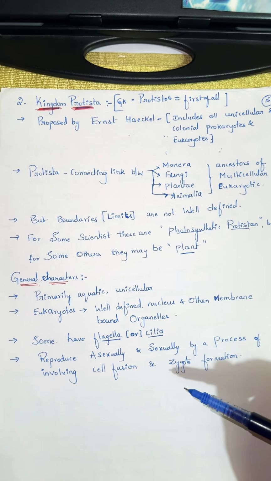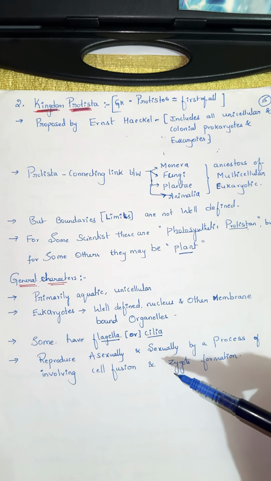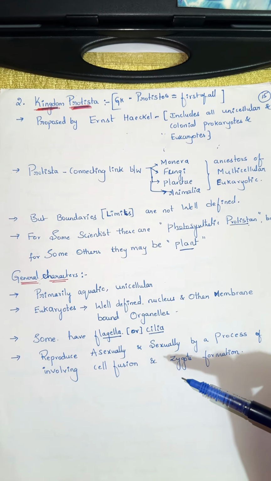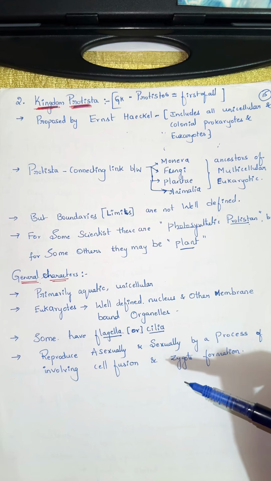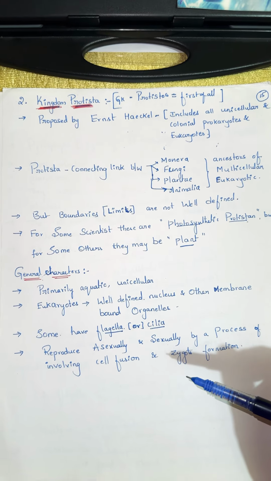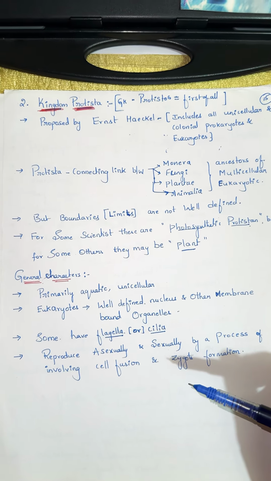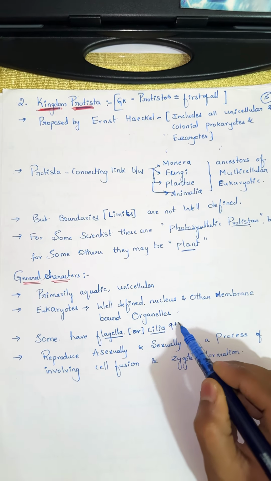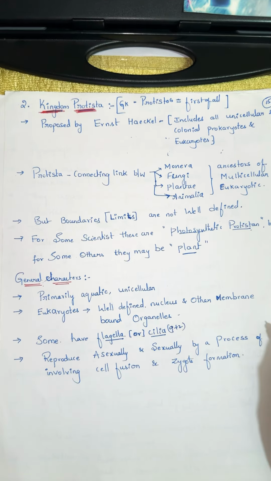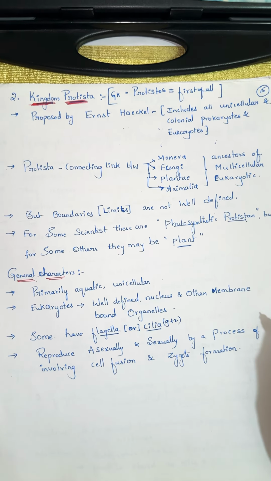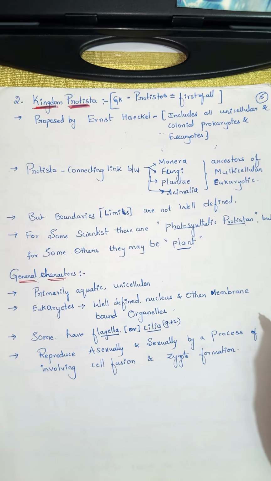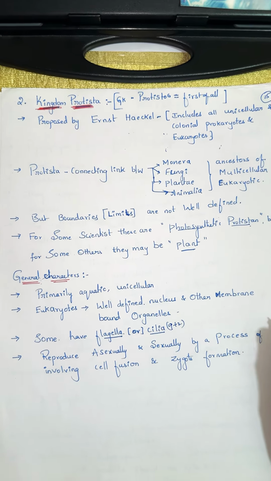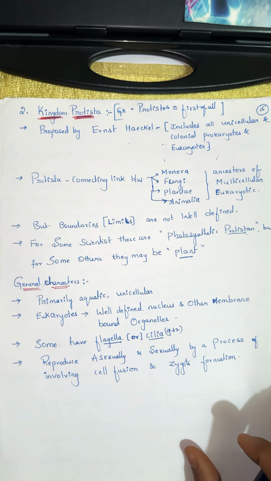So, general characters: it includes primarily aquatic, unicellular, eukaryotic organisms with a well-defined nucleus and other membrane-bound organelles like mitochondria, chloroplast and also vacuole, endoplasmic reticulum, Golgi complex and lysosomes, all very well developed. Some have flagella and cilia, with the 9 plus 2 arrangement, that means tubular formation will also be seen. They have very well developed flagella for locomotion. They reproduce asexually and sexually by a process involving cell fusion or zygote formation. So that's all about the Protista introduction.